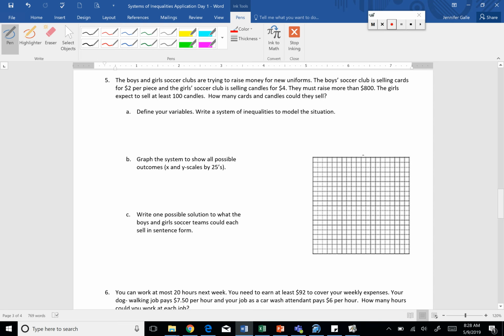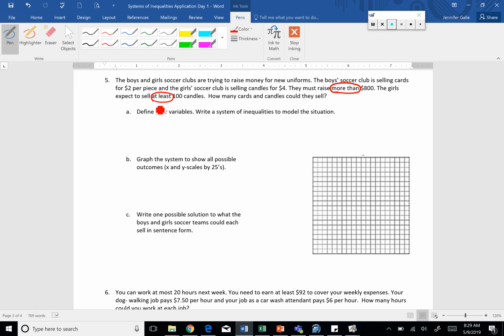So some of those key phrases, again, tell me this isn't as simple as I write a couple equations and I find an intersection point, or I write a couple equations and I do some elimination or substitution. Some of those key phrases, more than, we need to raise more than 800, and at least 100 candles. That means there's a wide variety of options. It doesn't say they have to raise exactly $800. It doesn't say they're going to sell exactly 100 candles. We have a more than, we have an at least. So it means there's a lot of different options.